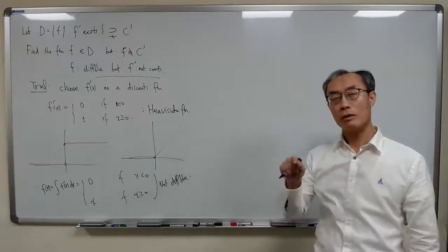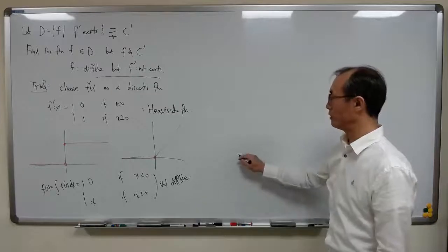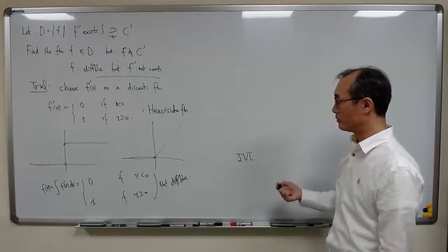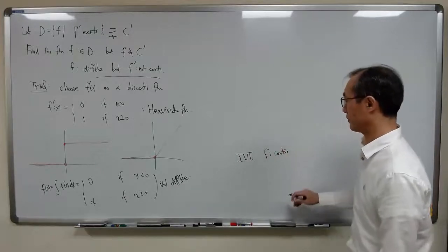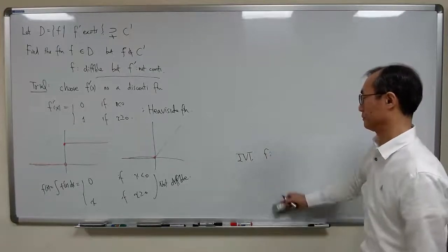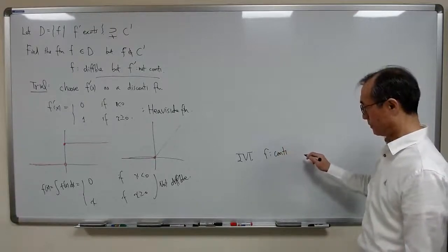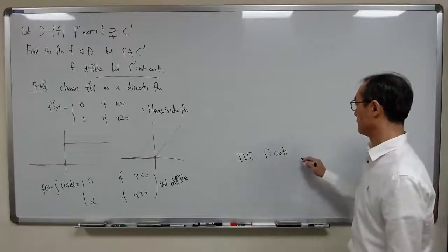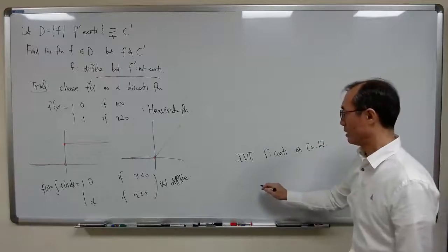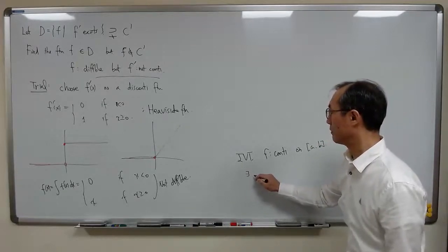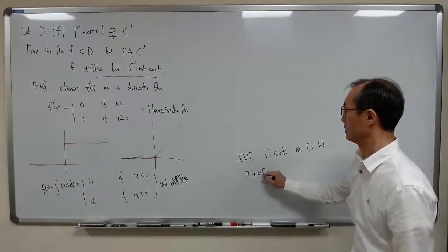Okay, all the continuous functions have the intermediate value property, or the intermediate value theorem. What's the intermediate value theorem? Suppose the function f is continuous, and suppose we have a closed interval from A to B. Then there exists a point x in this interval.